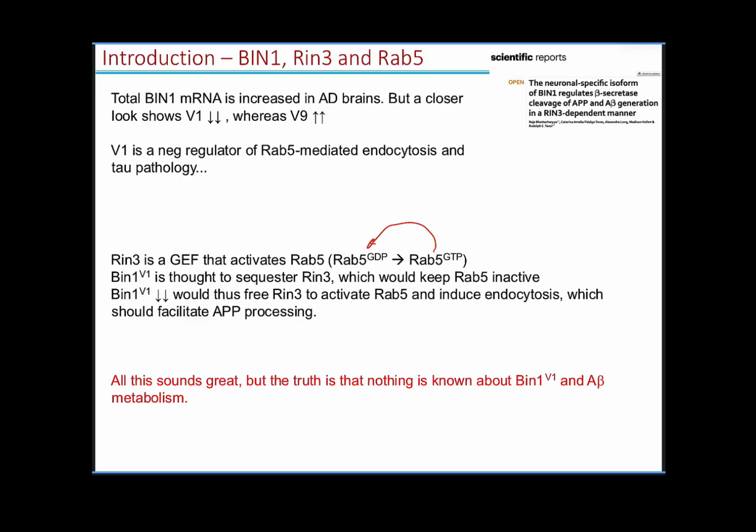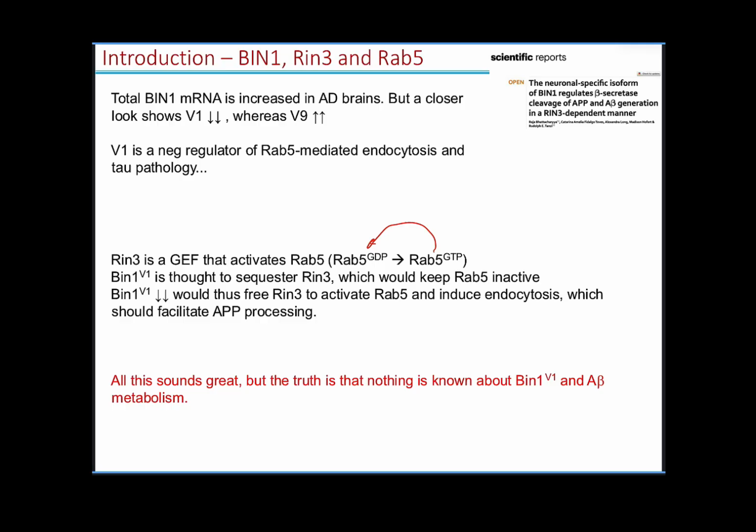This is where BIN1-V1 is thought to come in by sequestering Rin3, sequestering it away from RAP5, right? Such that Rin3 couldn't do that swapping of GDP for GTP in RAP5. And that would, if that is the case, keep RAP5 inactive. Okay? So let's put everything together.